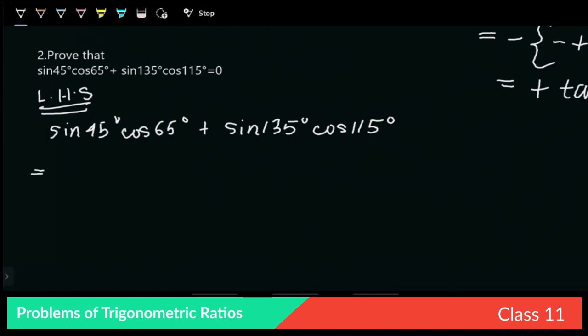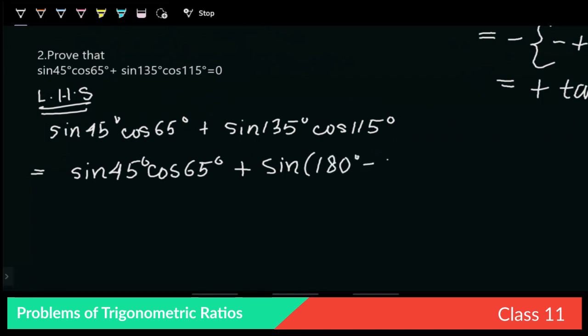Now we will try to convert this sine 135 and this cos 115 into the terms of 45 and 65. Okay, so we will try to do that. I will keep this first term as it is. Now I will transform these two product terms. If you see carefully, this 135 degree can be written as 180 degree minus 45.